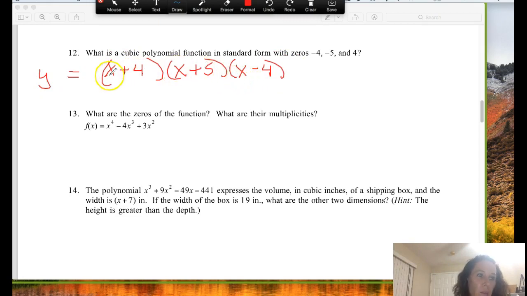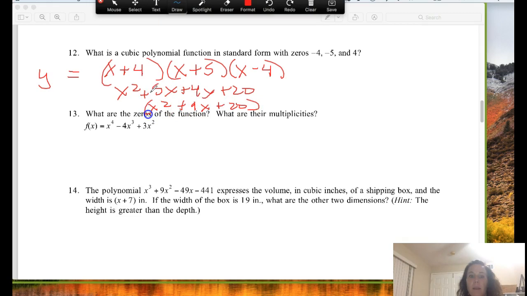Now, I could multiply this all out. You could give me this as a solution, or if it's multiple choice, you may have to multiply this out. So with binomials, I'm going to go x times x is x squared, x times 5 is 5x. This is tedious. 4 times x is plus 4x, 4 times 5 is plus 20. Simplify the middle terms: you're going to have x squared, 5x and 4x is 9x, plus 20. And that was these two.